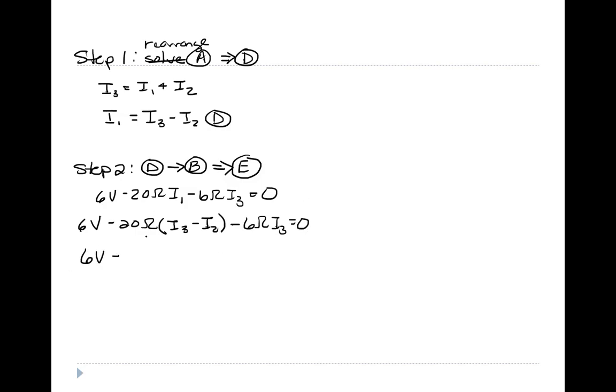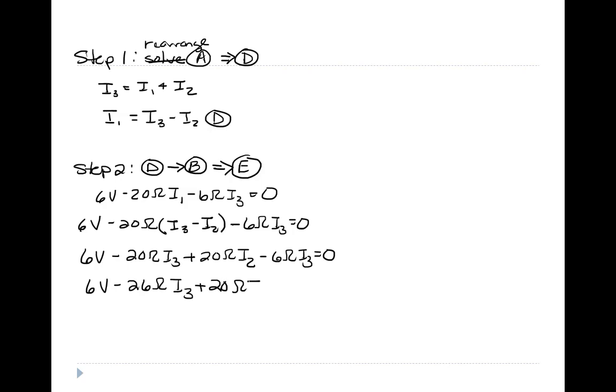So simplify. Minus 20 ohms I3. I have a negative here and a negative there, so that combines to be a positive 20 ohms I2 minus 6 ohms I3 equals 0. And now I'm going to collect like terms. So 6 volts minus 26 ohms I3 plus 20 ohms I2 equals 0. And that is my equation E.